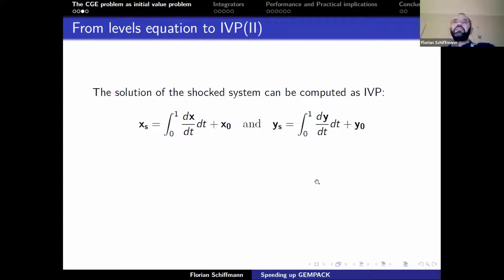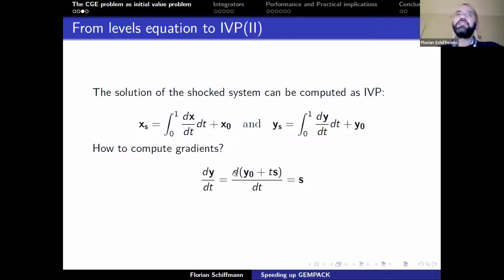Now, if we want to solve it, we can formulate the new variables, the solution of the shocked system, as an initial value problem, where we say the final endogenous variables with respect to the shock system, xs, is simply the integral from 0 to 1 over the gradient of x with respect to t, dt, plus the initial state, and the same for the exogenous variables. The only question that remains, of course, is how do you compute the gradients dx/dt and dy/dt?